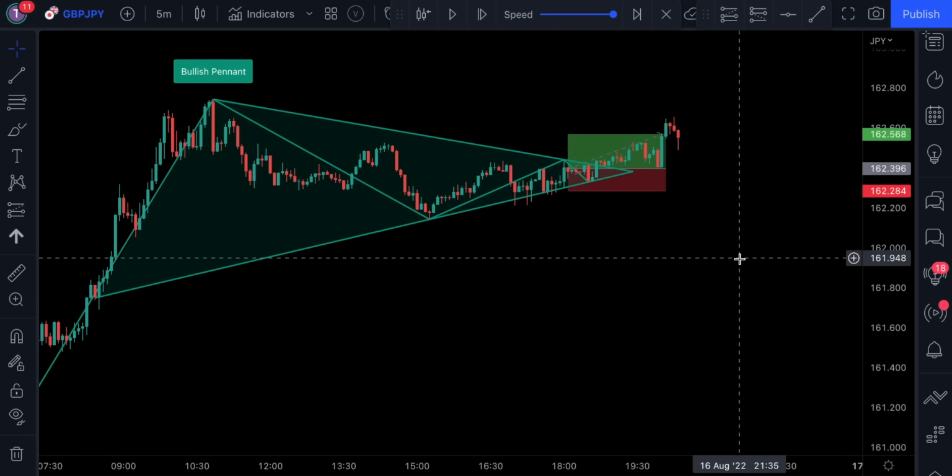So yeah, traders, definitely give this strategy a try. Obviously, do not forget to do your proper backtesting before trading live.